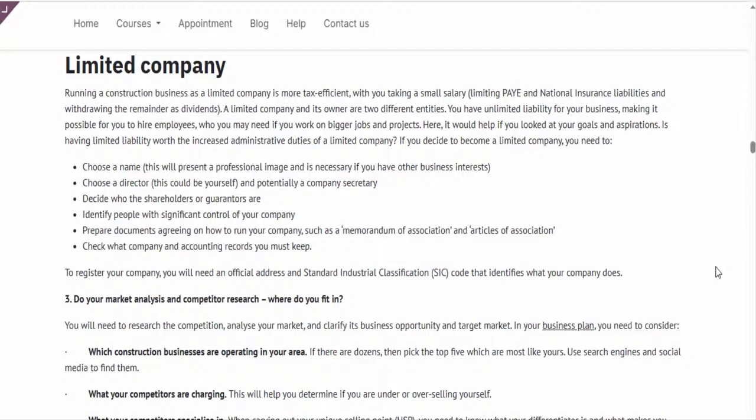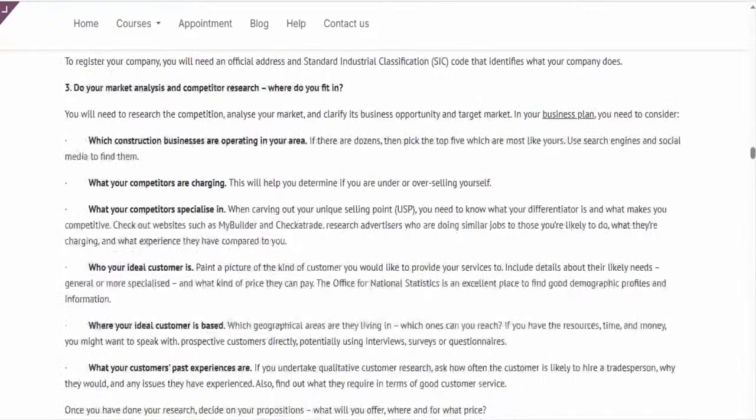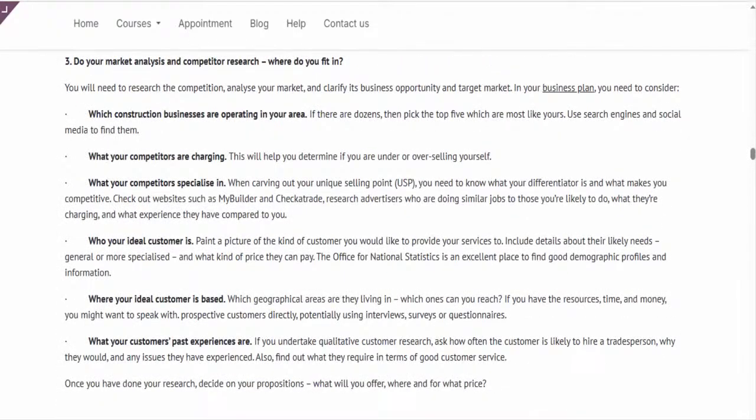Decide who the shareholders or guarantors are. Identify people with significant control of your company. Prepare documents agreeing on how to run your company, such as a memorandum of association and articles of association. Check what company and accounting records you must keep. To register your company, you will need an official address and standard industrial classification (SIC) code that identifies what your company does. 3. Do your market analysis and competitor research.